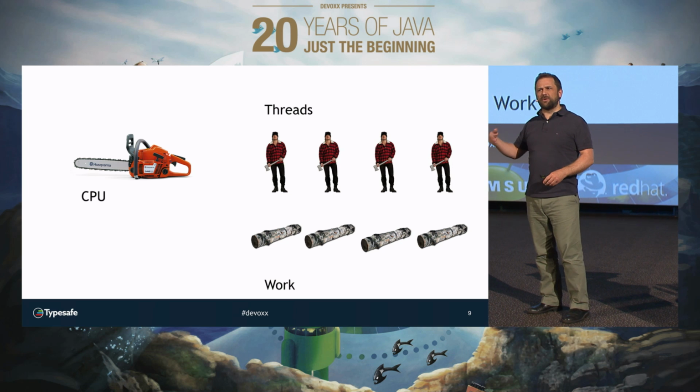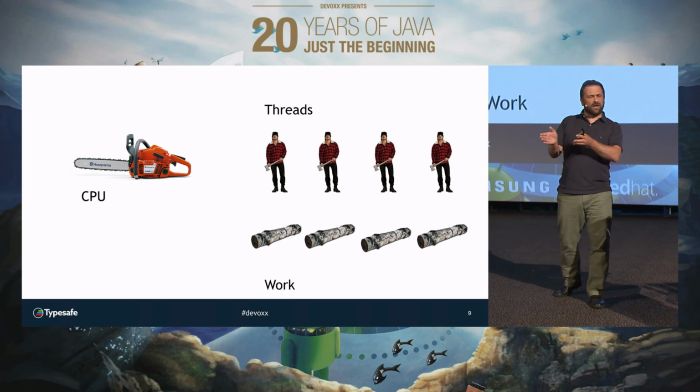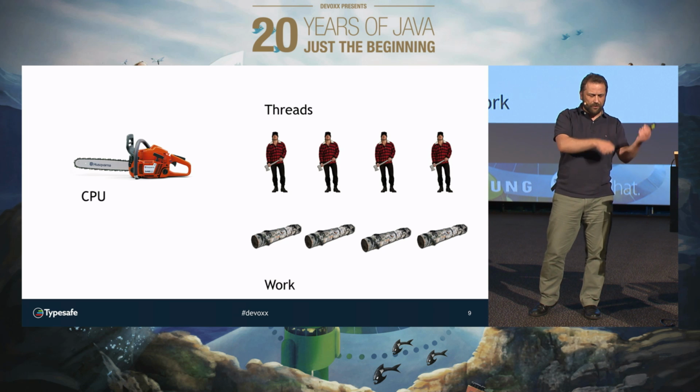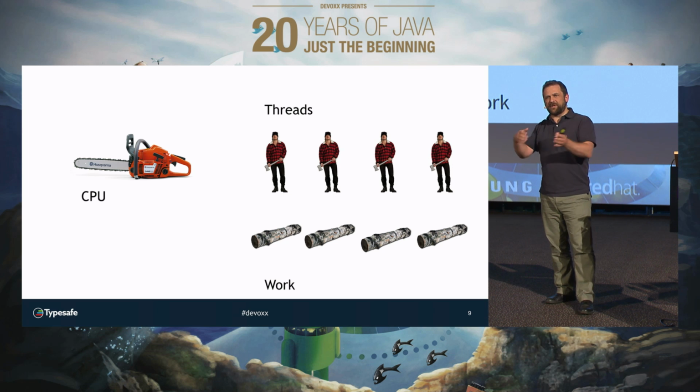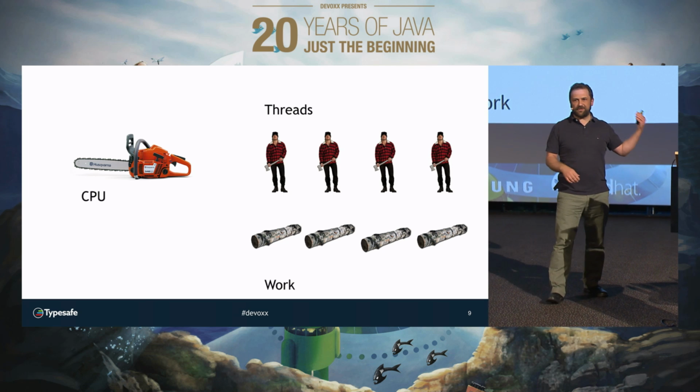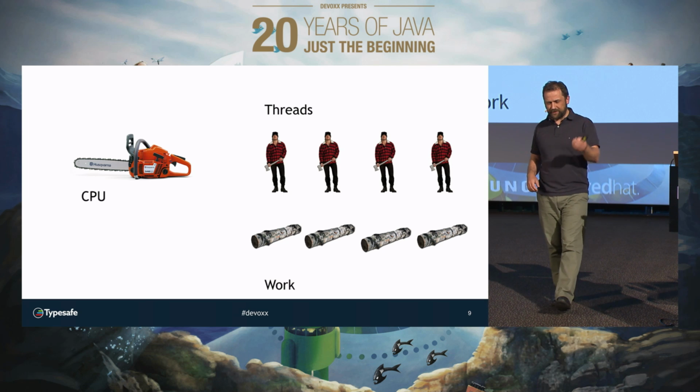Obviously, we all know how multi-threading works. It's time sharing, right? So one of the lumberjacks gets the chainsaw, can work on his log, and then at some point he has to pass it on to somebody else. And then this person or this thread gets the CPU.